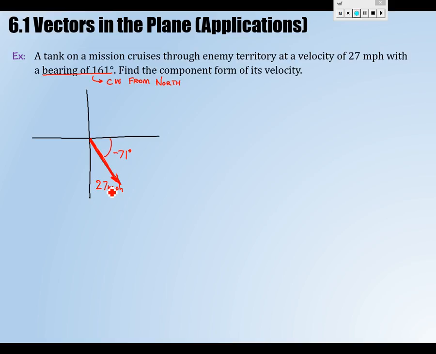And now it asks for the component form of its velocity, so let's see if we can figure out what that would be. How did we do this yesterday? This is just in a real world context, but we have the magnitude and we have the angle in standard position, so what is its component form? Using some trig, and we came up with this nice formula. Yeah. 27 cosine negative 71, comma, 27 sine negative 71.